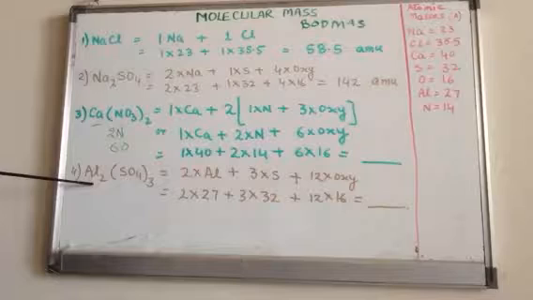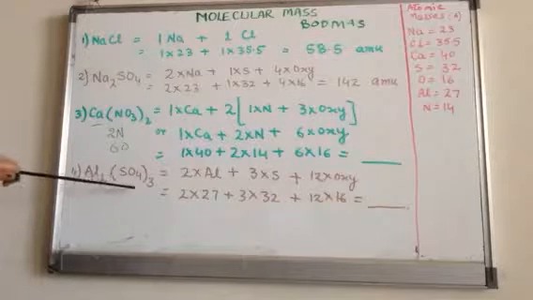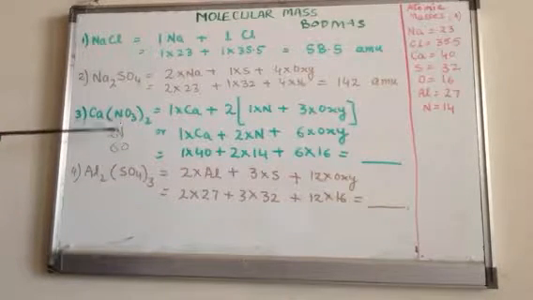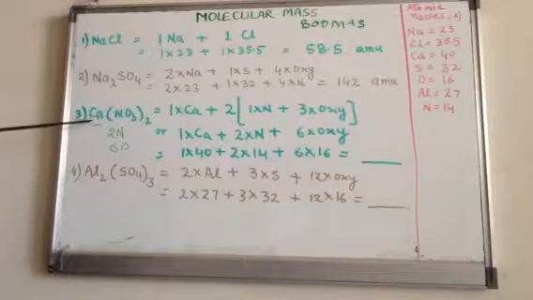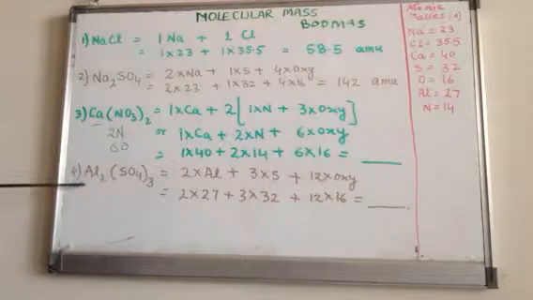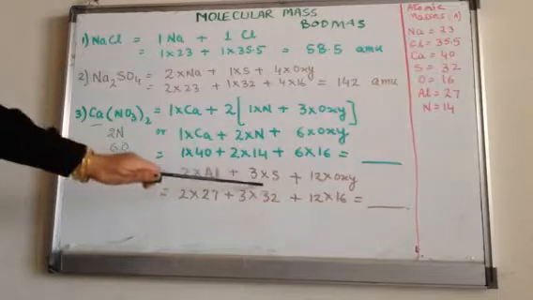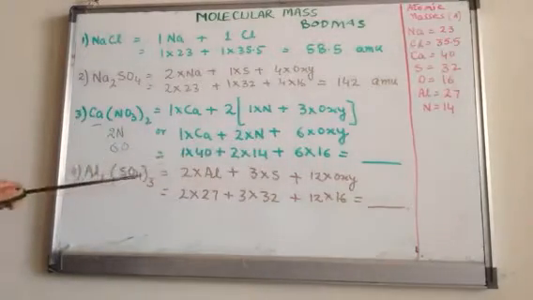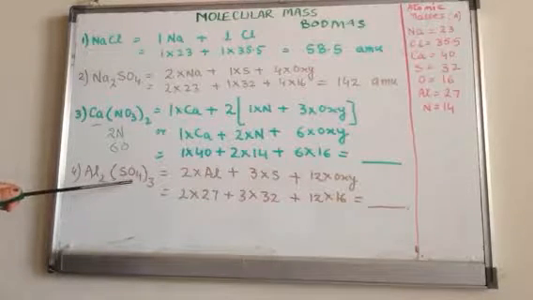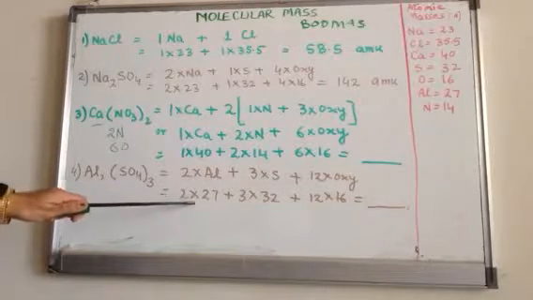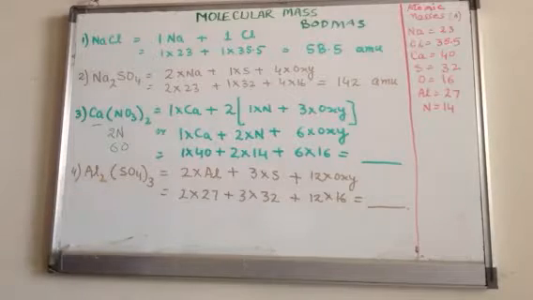Come to the next example where we have aluminium sulfate. It is quite similar to the third example. The only thing is we have 2 atoms of aluminium here. So 2 aluminium, 3 sulfur, 12 oxygen. 4 times 3 makes it 12, so there are 12 atoms of oxygen. Once you substitute the values of the atomic masses, it becomes very easy to find out the molecular mass.